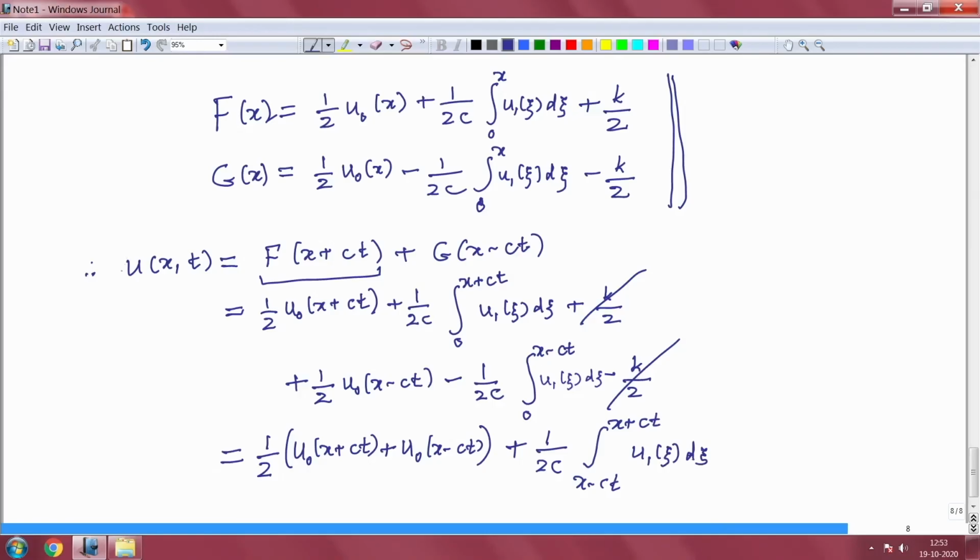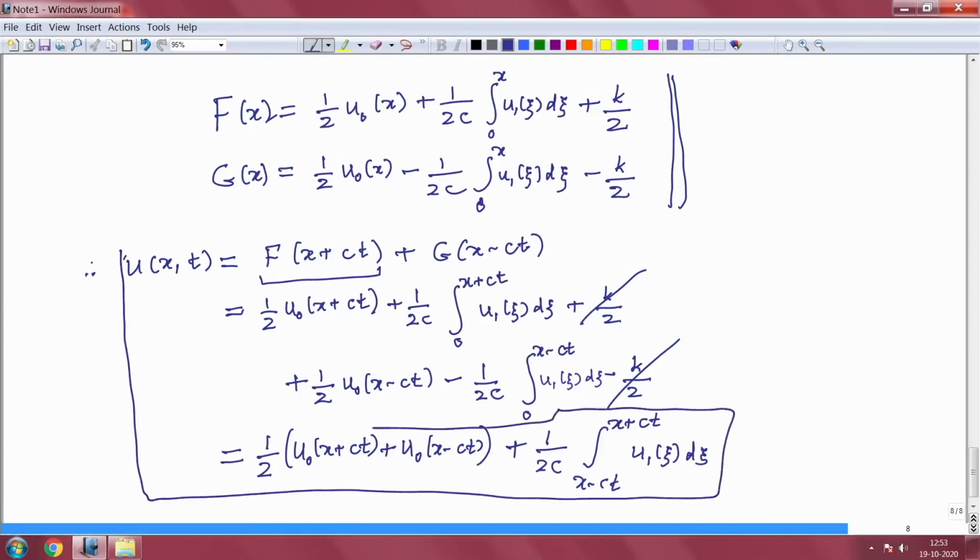So, let me write that. Okay. So, this is called D'Alembert's formula. So, remember it, because we will be using it throughout the discussion on the one dimensional wave equation.